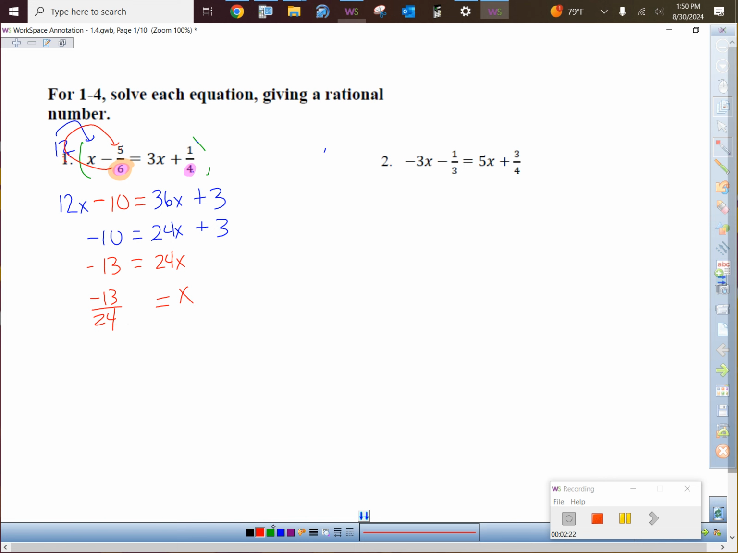Let's do that again on 2. I want to clear the fractions. 3 and 4 are my denominators. Who do you want to multiply by? What's the least common multiple between 3 and 4? 12. Well, let's clear it by multiplying by 12. If you have a hard time finding a common denominator, just multiply them together. Like 3 times 4 is 12. It'll at least clear the fractions. It might not be the least common multiple, but it's a common multiple.